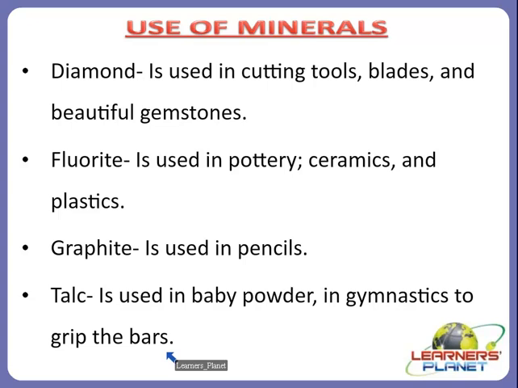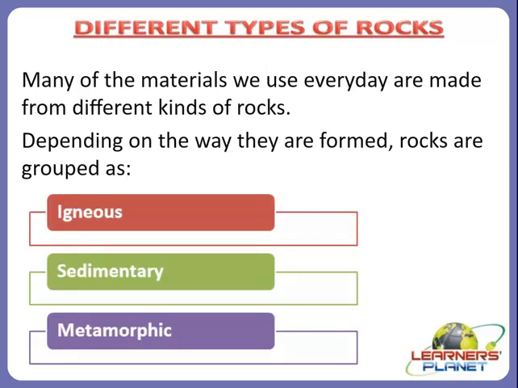So we can say that our earth's crust is made up of rocks and minerals, which are also used by us, right? So we discussed minerals, and we also discussed that our earth is made up of rocks. So let's study the different types of rocks of which our earth is made up. Yes, the materials which we use every day are made up of different kinds of rocks, right? And you know that each kind of rock is made up of different minerals, right?